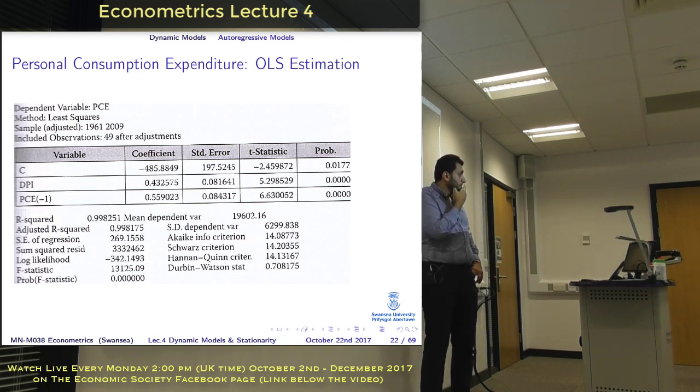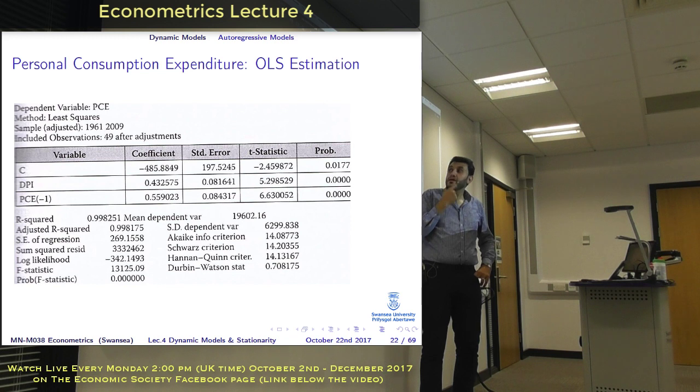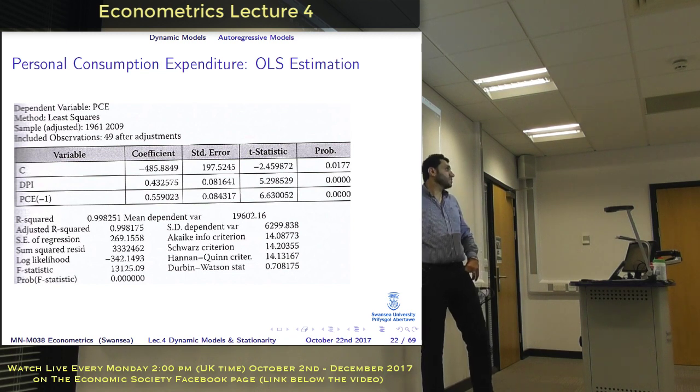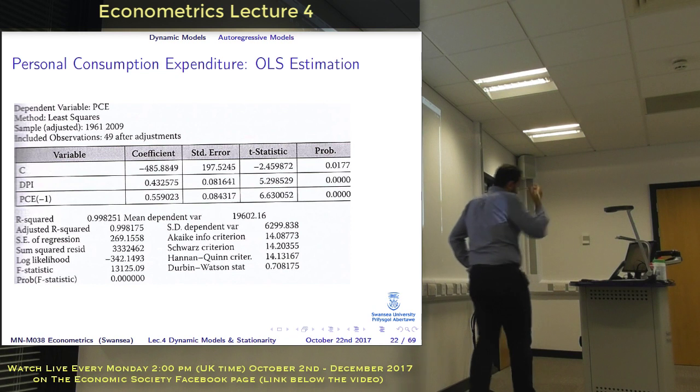So it's beta 0. Yes, beta 0 divided by 1 minus lambda. So this is the estimated lambda hat. Okay? So it is beta hat 0, this one, divided by 1 minus this one. This should give you the long-run impact.